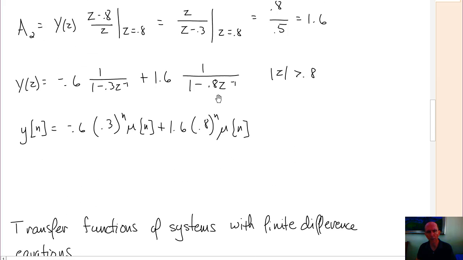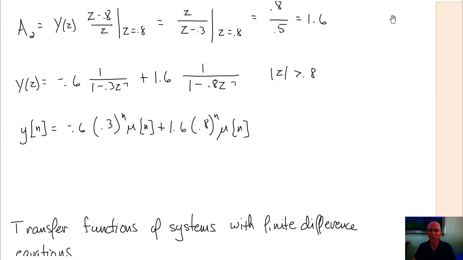Now this would be our partial fraction expansion. And we can take the inverse of each term. We have minus 0.6, so that's just a constant. We're going to have 0.3 to the n times mu of n because the region of convergence is greater than 0.3. And here we have 1.6, and again we have 0.8 to the n times mu of n, since the region of convergence is greater than 0.8.